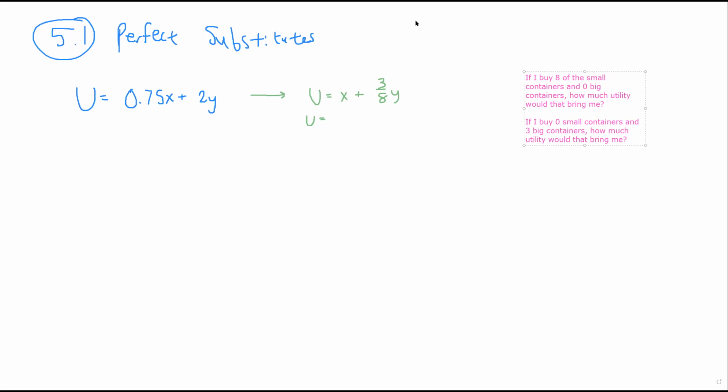Bear in mind that these containers are perfect substitutes, except for the fact that they're different sizes, right? Small containers provide 0.75 liters of water, while the big containers provide 2 liters of water. So according to my utility function, how much would 8, let's do this in two ways.